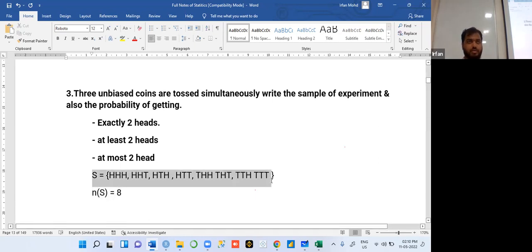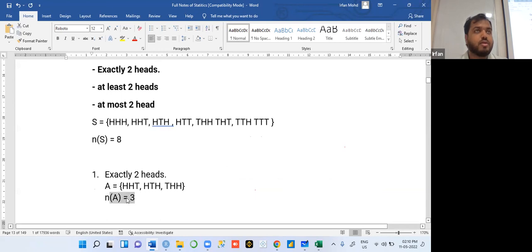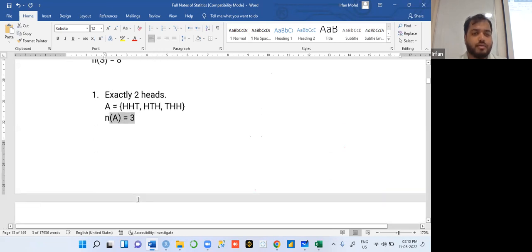Right, this is a sample space I've given to you. Exactly 2 head means. So how many we have? 1, 2, 3. 3 by 8.